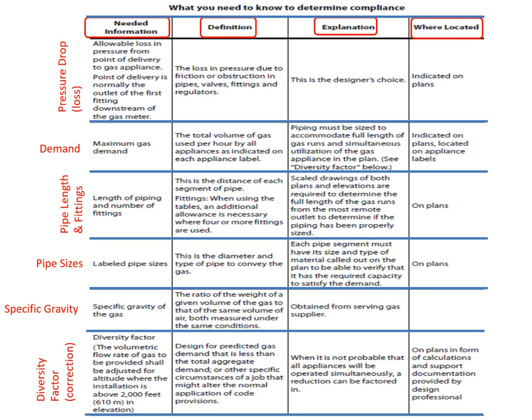Definition: the loss in pressure due to friction or obstruction in pipes, valves, fittings, and regulators. The explanation: this is the designer's choice. The designer must come into a proposed system and come up with the best solution for the given situation. Finally, where located, indicated on plans. This is pretty important because we need to understand what the design basis is.